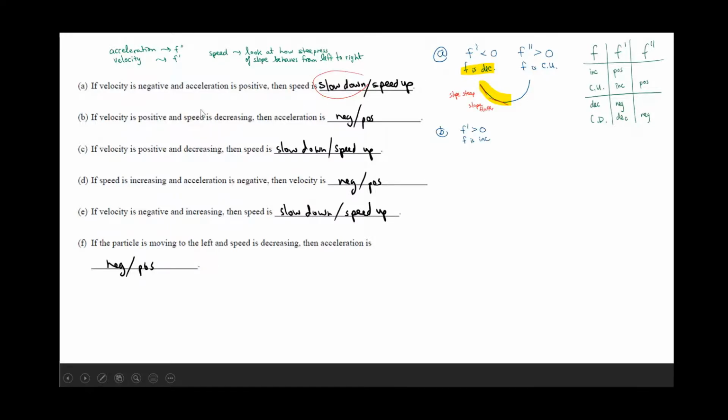Next, B. B says if velocity is positive, so we have first derivative is greater than 0, which implies the function is increasing.